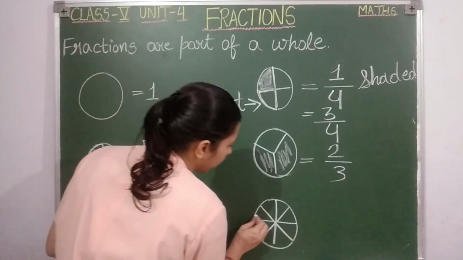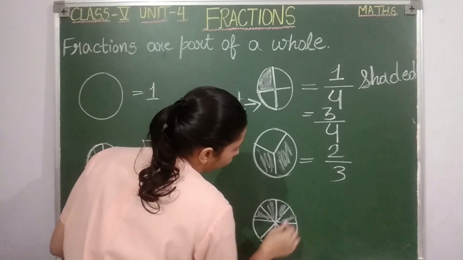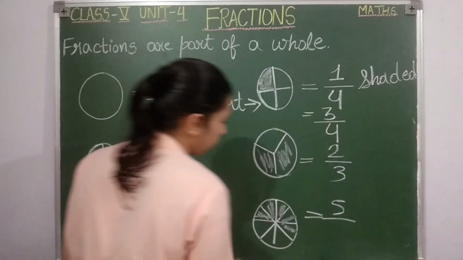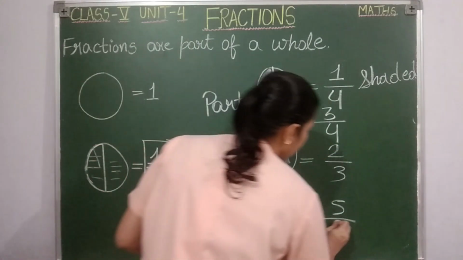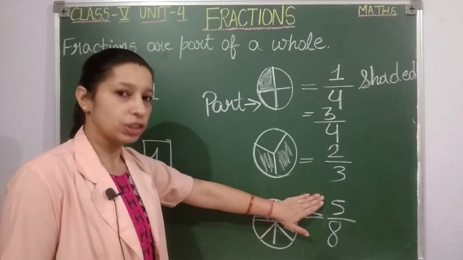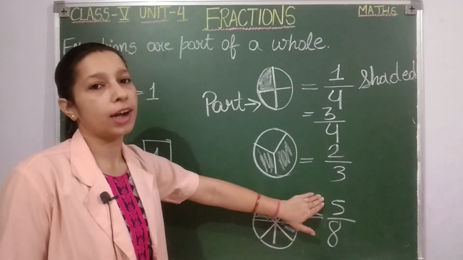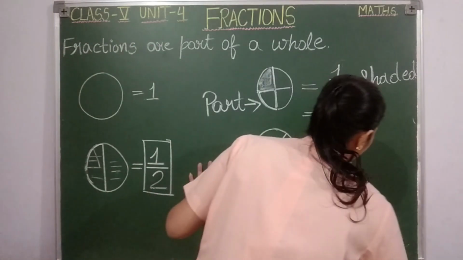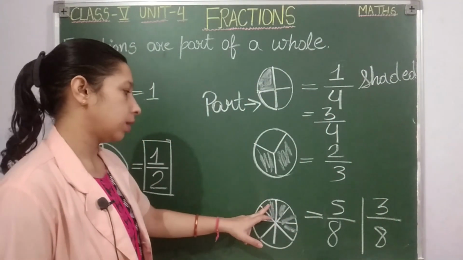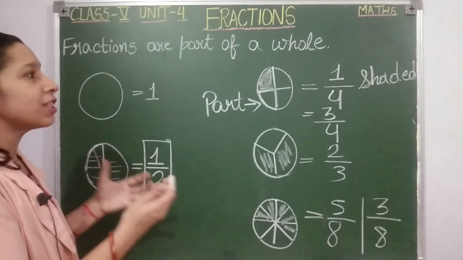Okay, here 1, 2, 3, 4, 5. 5 parts I have shaded. And the total number of parts were 6, 7, 8. So from these 8 parts, 5 parts are shaded. How many unshaded parts will be there? Means what will be the fraction for unshaded portion, students? It will be 3 upon 8. Okay, 5 upon 8 shows shaded portion, 3 upon 8 shows unshaded portion. So this is fraction, students.